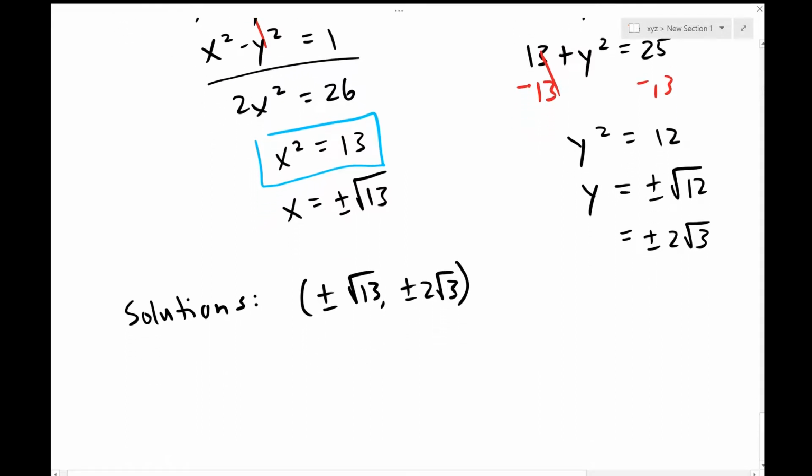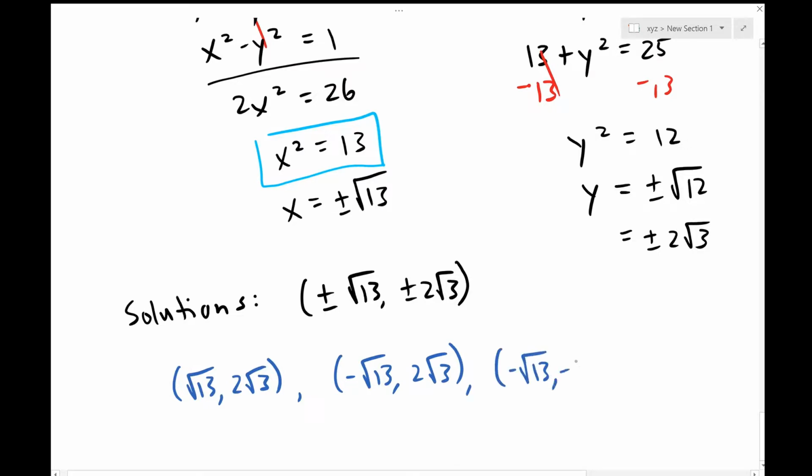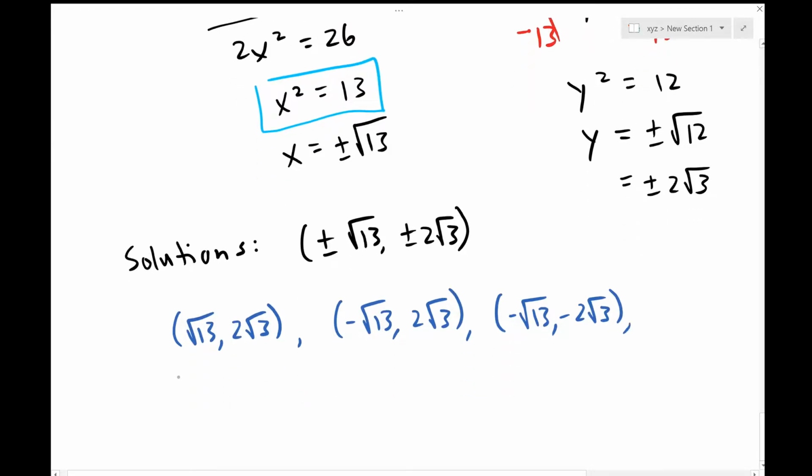But bear in mind that we do actually have 4 solutions here. So if I were to write them out individually, we have the point root 13, comma 2 root 3. That's from quadrant 1. Then we have negative root 13, comma 2 root 3. That's the point in quadrant 2. Then we have negative root 13, negative 2 root 3. That's the point in quadrant 3. And finally, we would have root 13, comma negative 2 root 3. And that would be the point in quadrant 4.